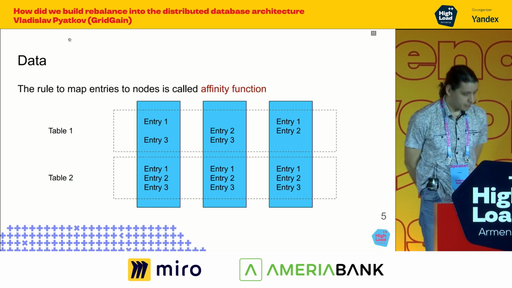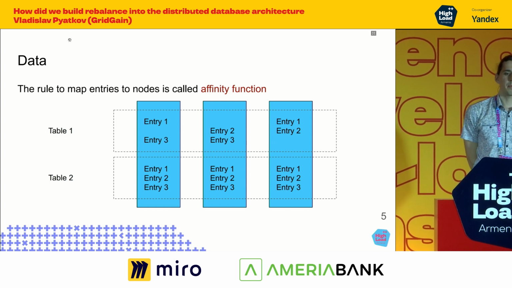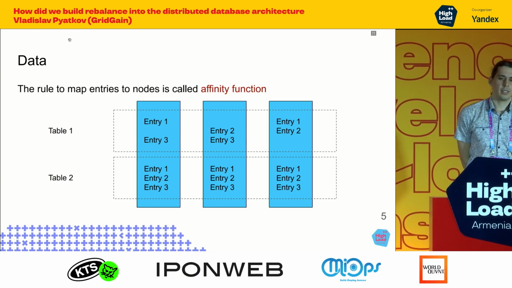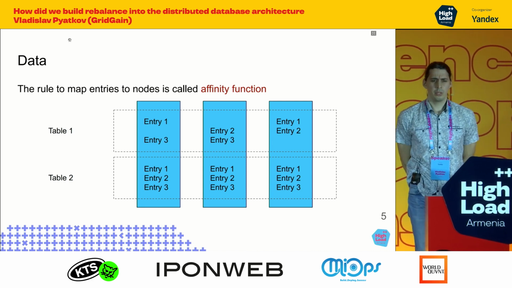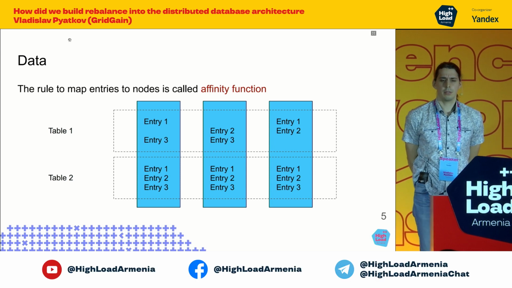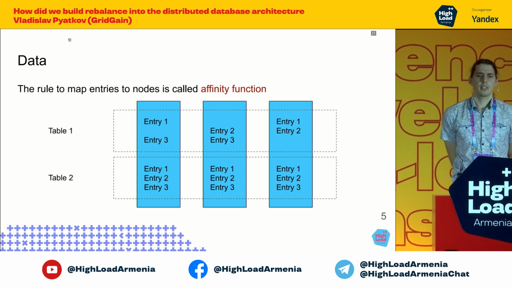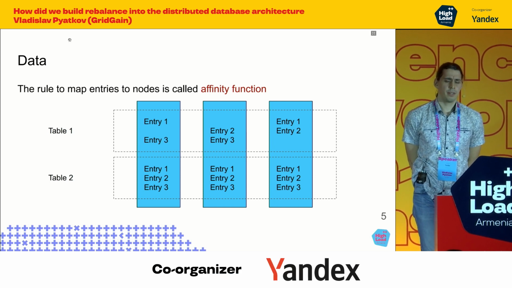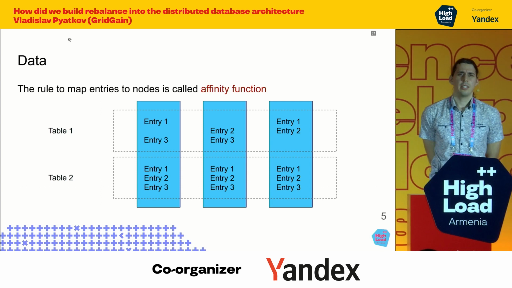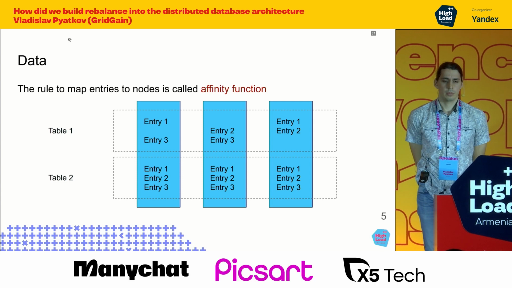And of course, we use a distributed system to store a bunch of data. The data is spread across several nodes and divided into several tables. You can see 2 tables and one entry, and the entry is spread across 3 nodes in several copies. Which node a particular entry belongs to is determined by the affinity function.